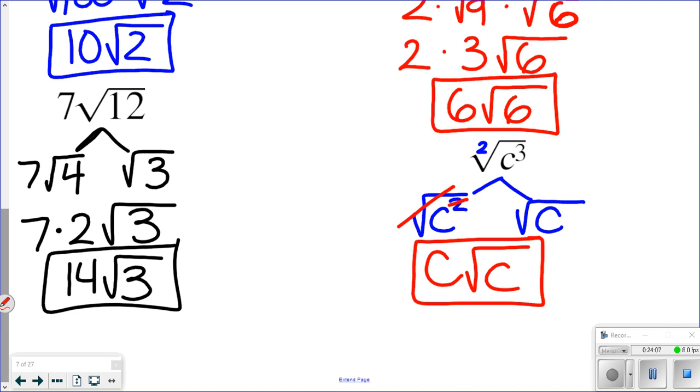What I need you to do now is open your book to page 300, and I want you to do the Try These A questions at the bottom. You're going to see A through E, so I would like you to try those.